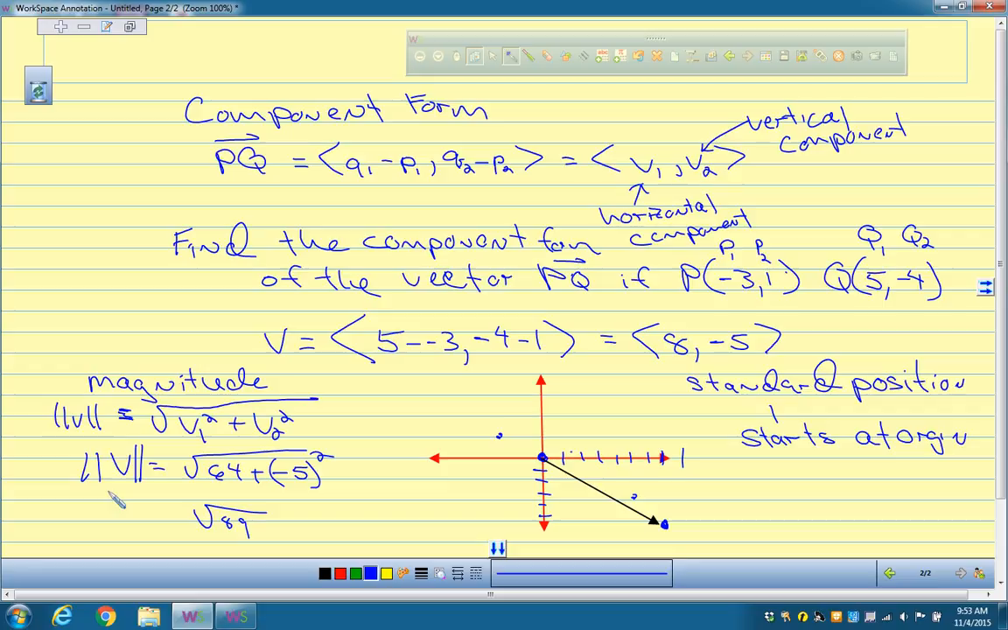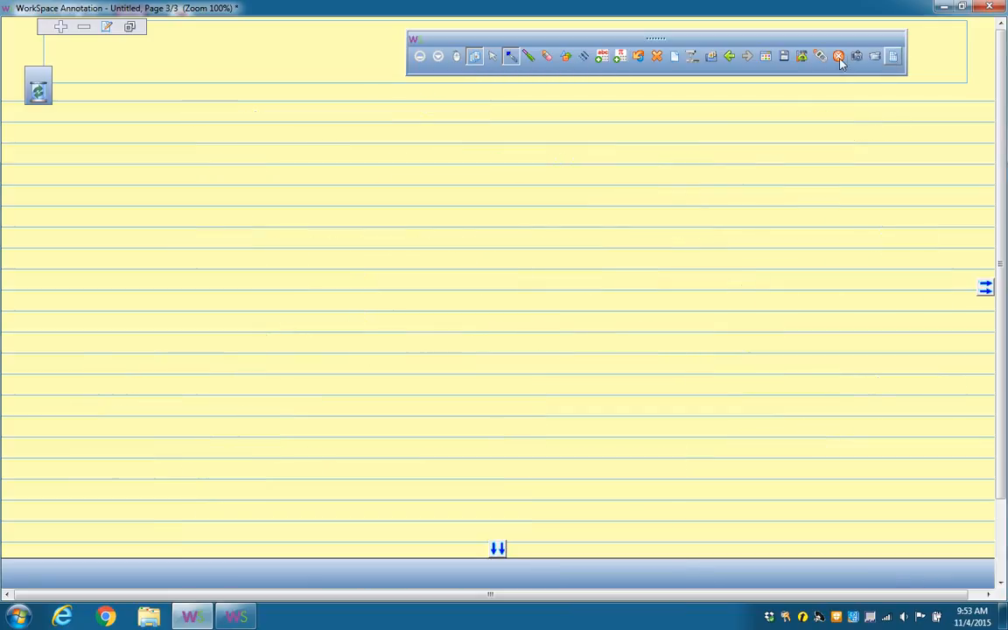Okay. Two more things, then we're gonna keep going. A unit vector.